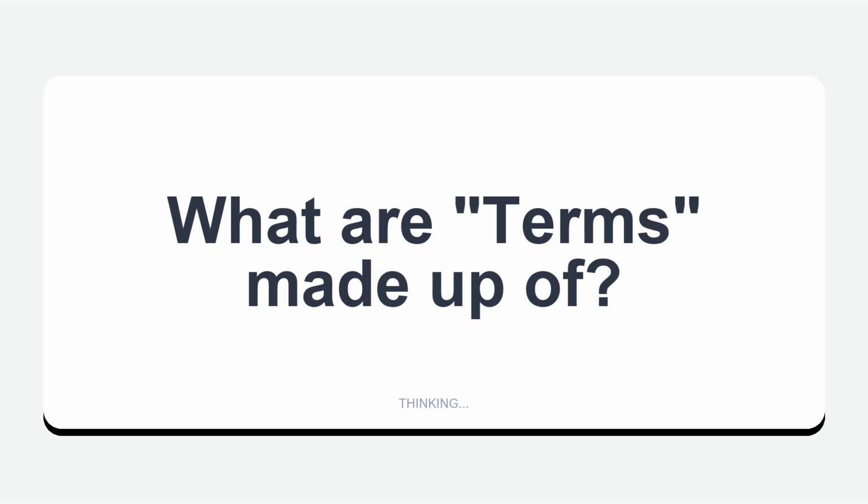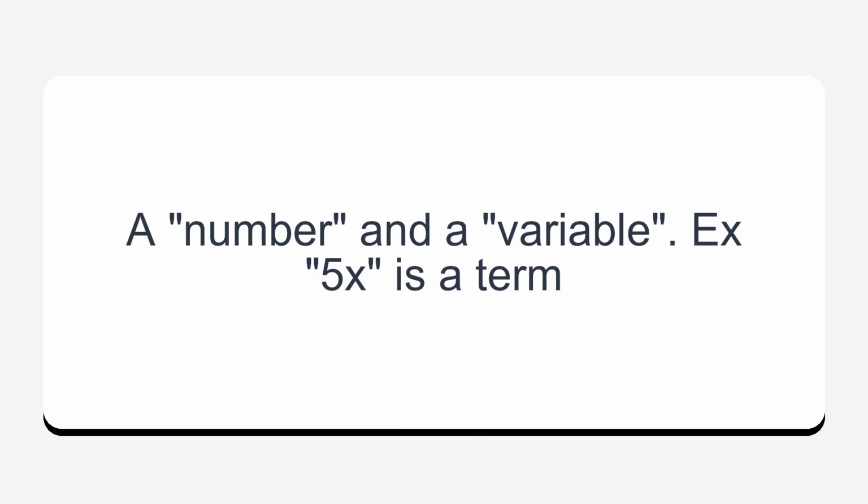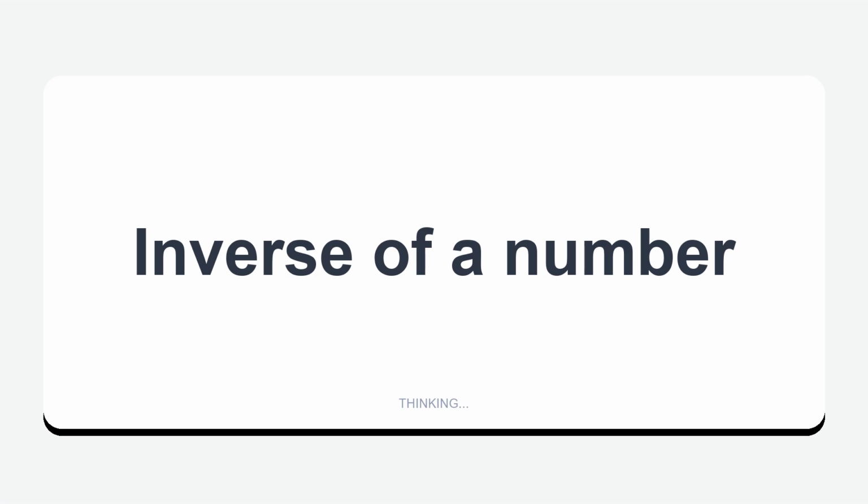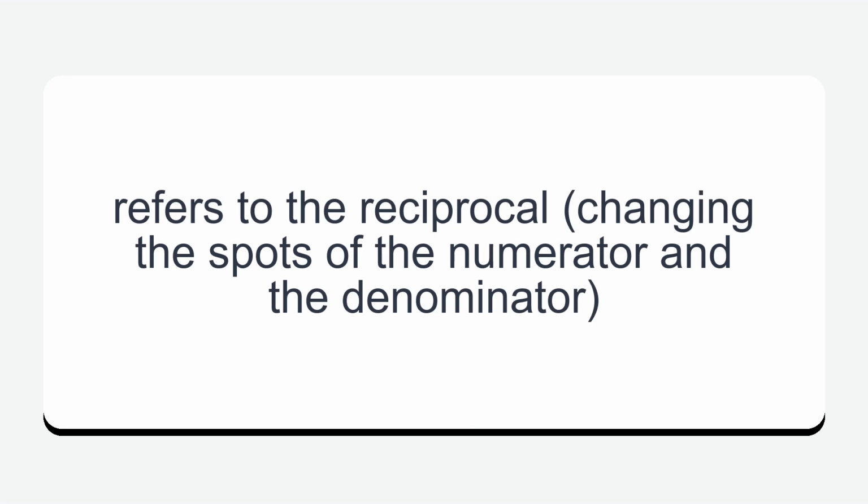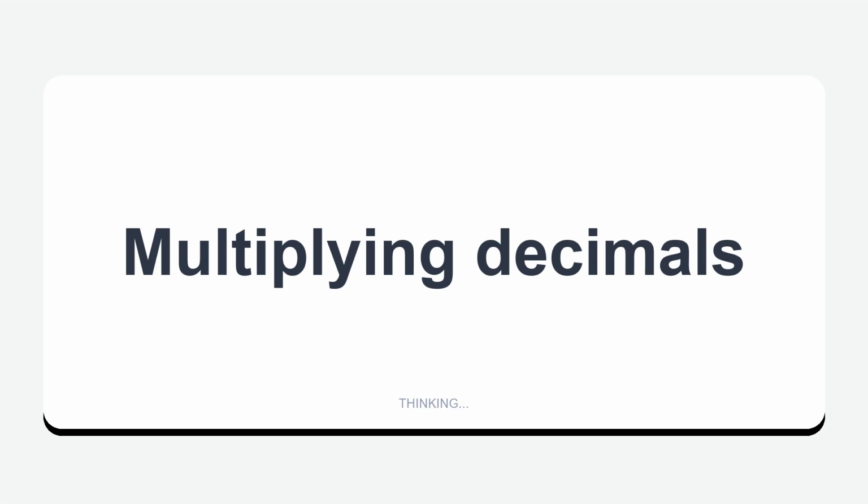What are terms made up of? A number and a variable. 5x is a term. Inverse of a number. Refers to the reciprocal, changing the spots of the numerator and the denominator.